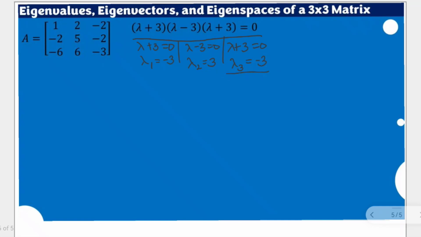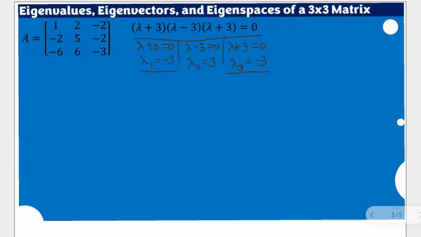Notice that we have the same eigenvalue here. These are now the considered eigenvalues. So we have negative 3 with multiplicity of 2. This would mean that we are only going to use negative 3 once. And since we have multiplicity of 2, there should be 2 eigenvectors for negative 3. We're going to try it later and see what the eigenvectors for negative 3 are, because there should be 2 here.